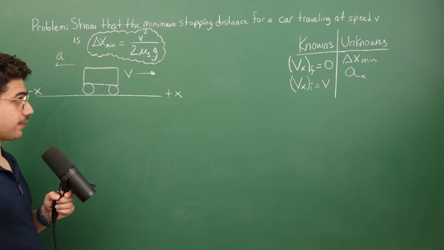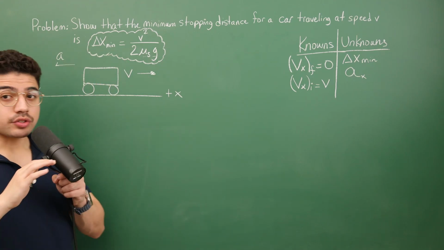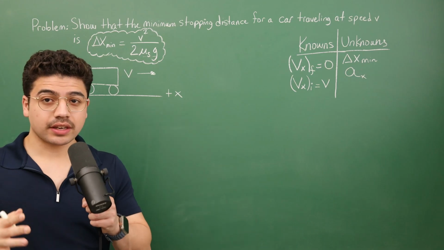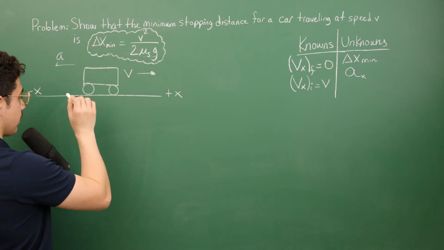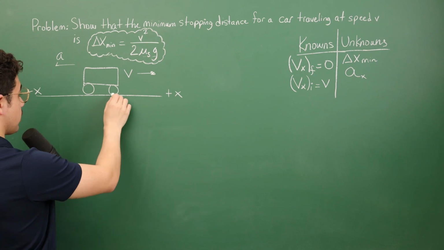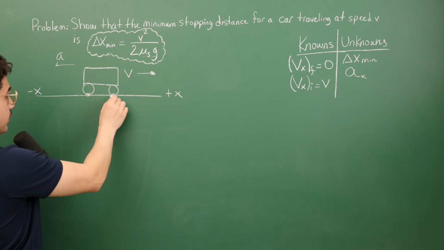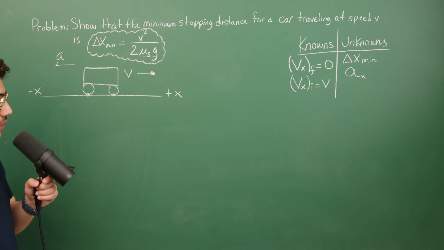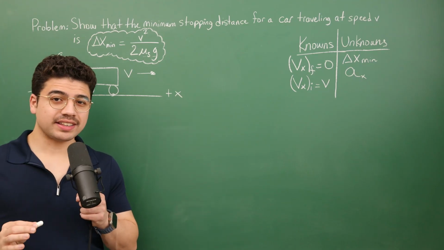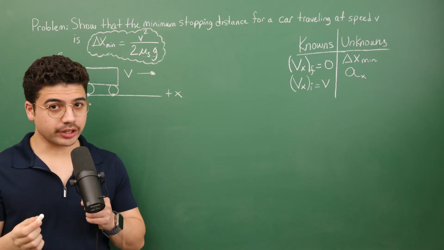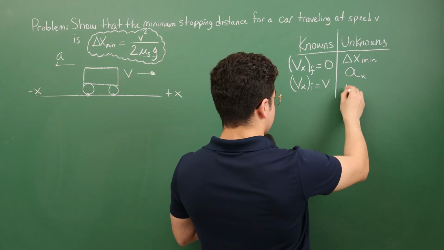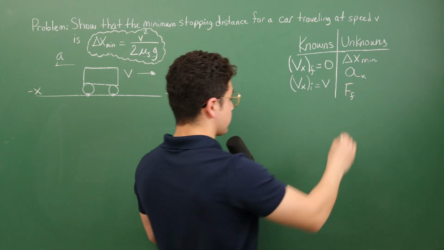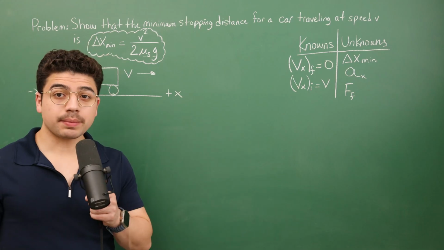Now here's another thing. If there is no other outside contact force, that means the only object that is touching this car is the surface, which means that the force providing this acceleration is going to be due to friction. And so I know that the force of friction is going to be something that's going to be important to me.